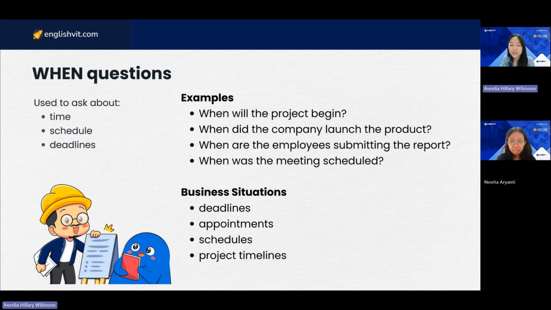When did the company launch the product? The company plans to launch the product next quarter. When are the employees submitting the report? The employees are going to submit the report next month. When was the meeting scheduled? The meeting was scheduled next week. Okay.